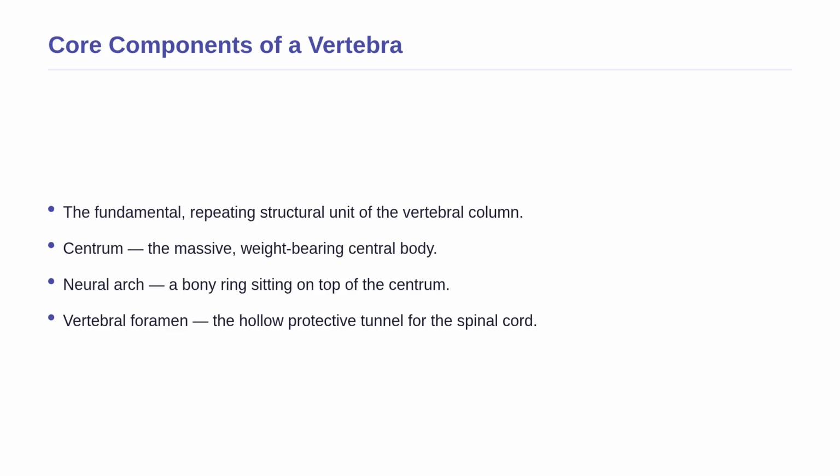Now that we understand the basic idea, let us look at the formal anatomy. A typical vertebra is the fundamental repeating structural unit of the vertebral column in all vertebrate animals. It is composed primarily of a massive, weight-bearing central body known as the centrum. Sitting right on top of this centrum is a bony ring called the neural arch. This arch creates a hollow protective tunnel known as the vertebral foramen, which allows the delicate spinal cord to pass through safely from the brain to the rest of the body.